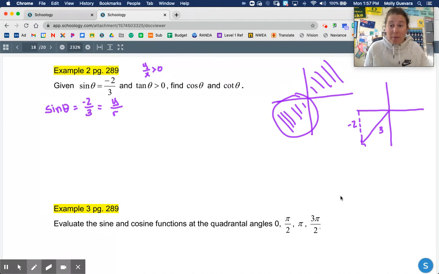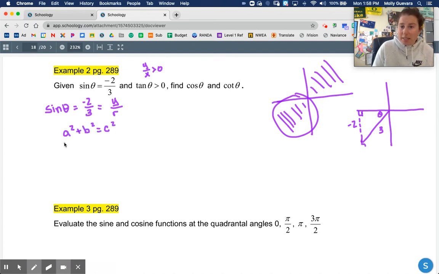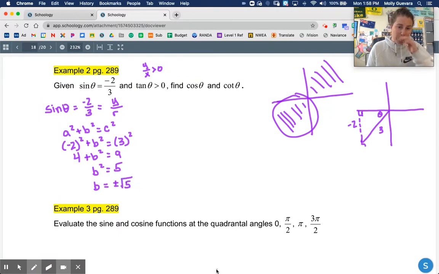From there, I have a right triangle right here. Here's my theta, and I can just use the Pythagorean theorem again. So a squared plus b squared equals c squared. In this case, my a is negative 2, I don't know what b is, that's what I'm trying to find, and c is 3. So let's solve. 4 plus b squared equals 9, so b squared is equal to 5, and then b is equal to plus or minus the square root of 5. Don't forget your plus or minus.